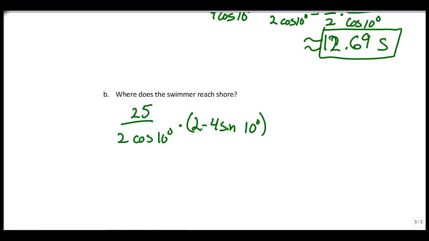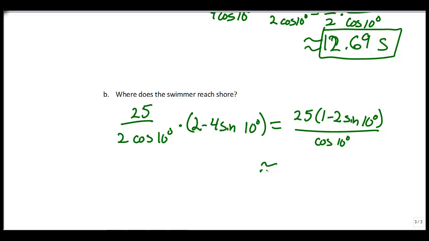There's a little bit of simplification you could do. I'd probably just plug this in my calculator right now, but there's a factor of 2 I can pull out of each of these. If you do that, you're going to get 25 times 1 minus 2 sine 10 degrees over cosine 10 degrees. I guess it's an exact answer. I'm going to do an approximate because that seems really kind of ugly. And this is the number of meters downstream we end up.